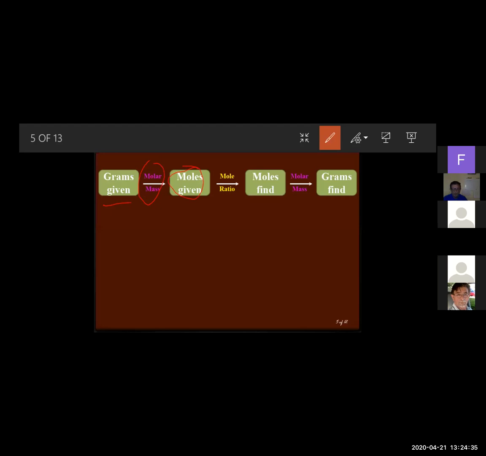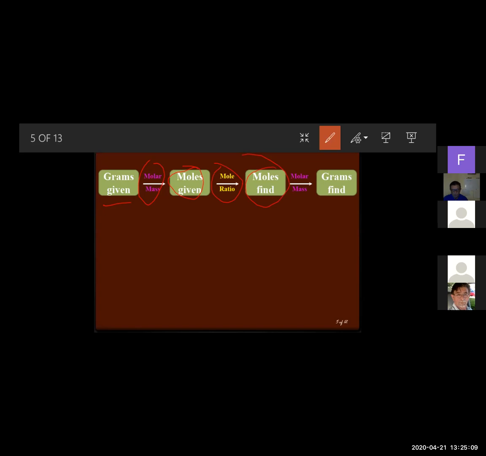I need the molar mass or the atomic weight if that's an element. When I take grams and divide it by the molar mass, I get moles. This mole ratio comes from the balanced chemical equation, and that relates reactants and products with each other. Once you have that from the balanced chemical equation, you can then determine the moles of what you're looking for, what you're trying to find.